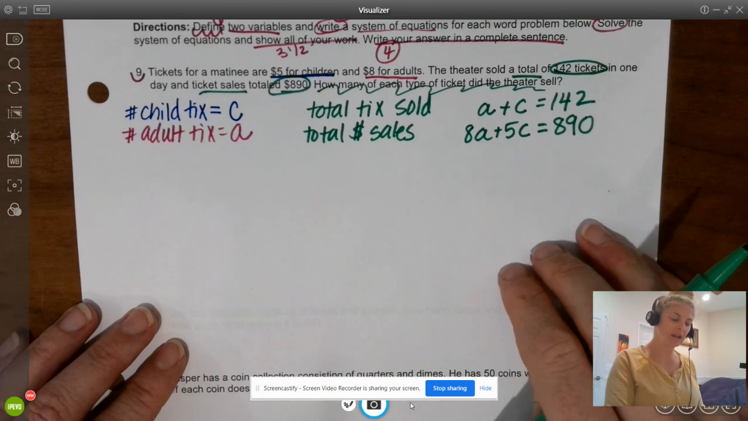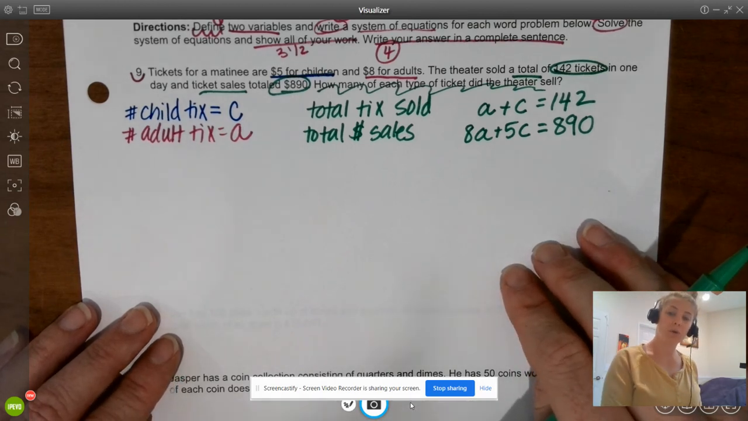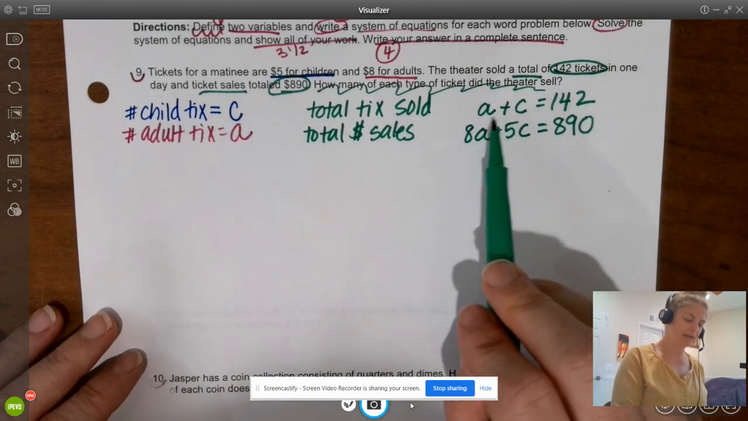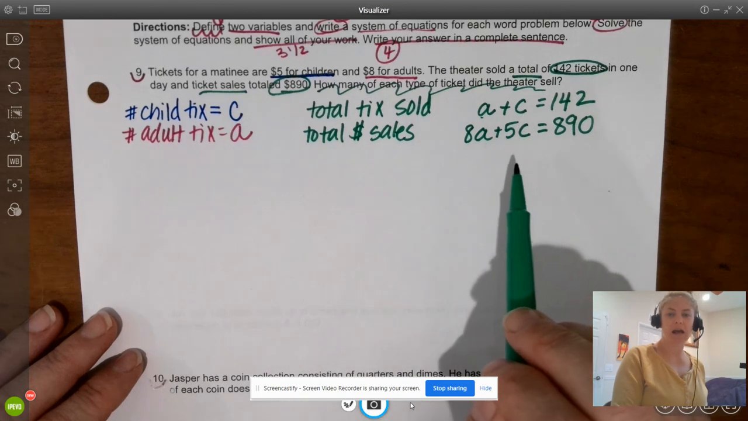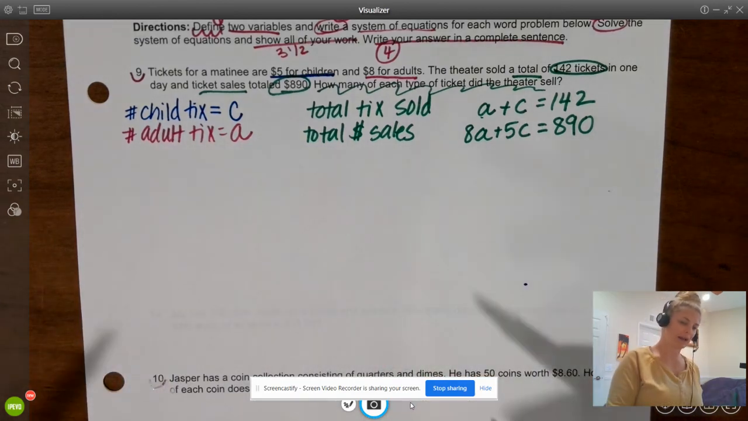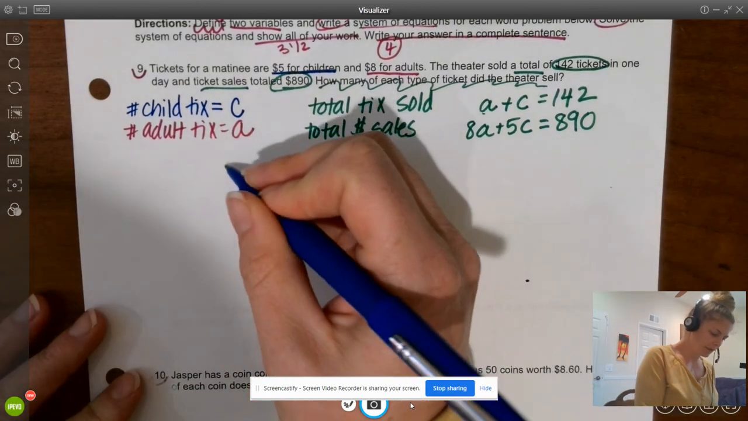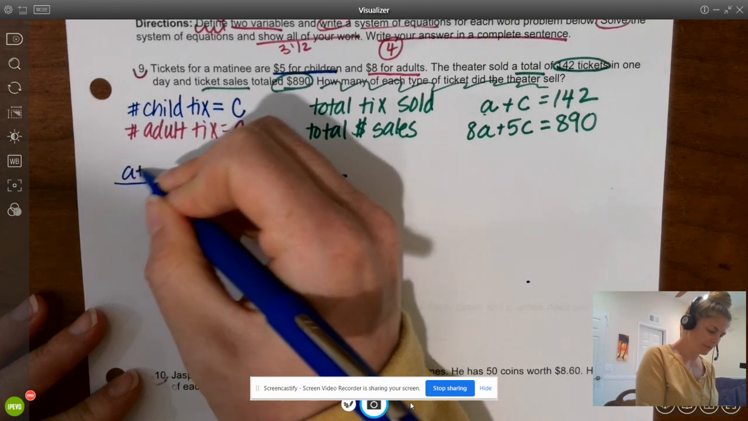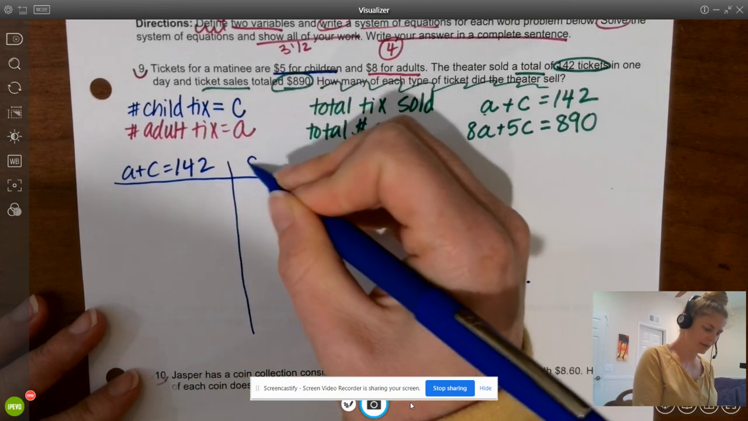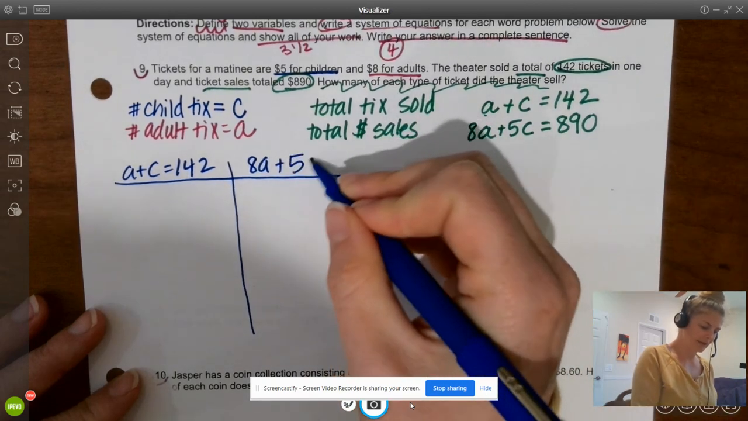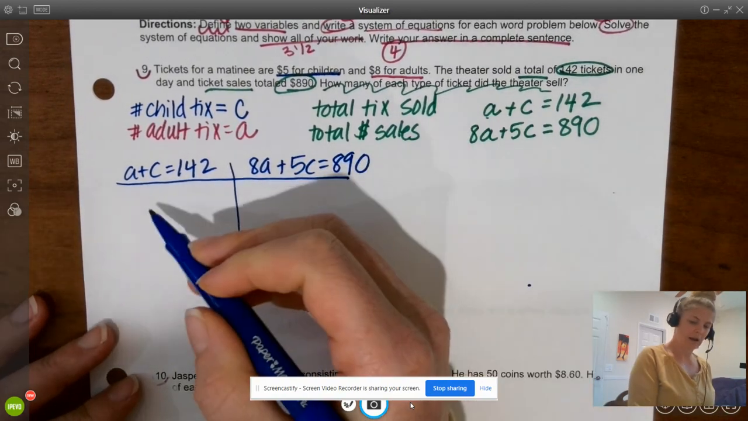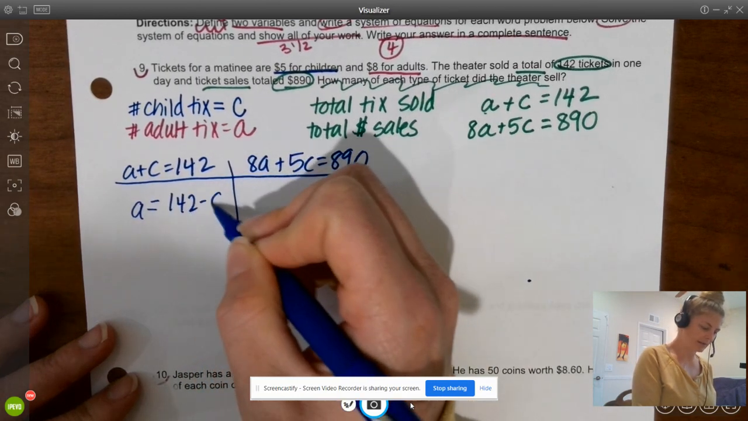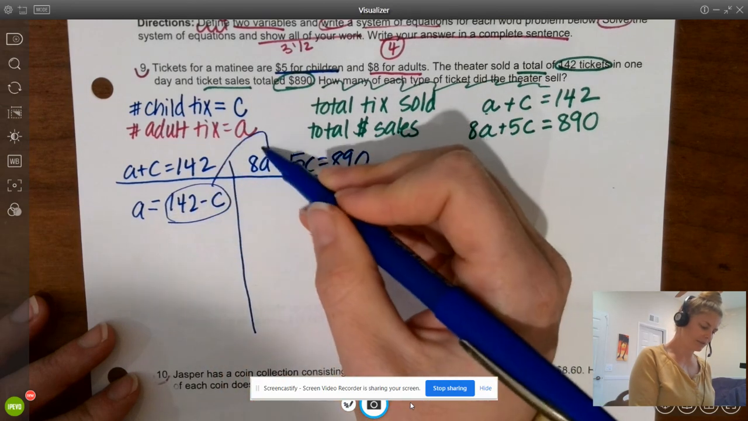Awesome. From here, we could do substitution or elimination. Substitution seems pretty efficient because all we'd have to do is subtract A or C to isolate. If I was doing elimination, I have to multiply by a negative, and I am not fond of that. So I'm going to set up my T table for substitution here. A plus C is 142. 8A plus 5C is 890. I'm going to isolate A, so I'm going to subtract C from both sides, 142 minus C. Take that value and substitute it in for A.